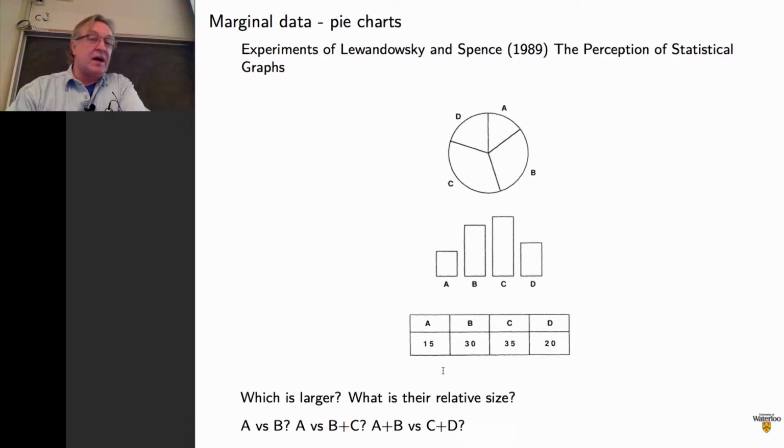What is the relative size of some category values, A, B, C, etc., to others? So A versus B, and which is larger, A versus B plus C, A plus B versus C plus D. So you can imagine, if you think about trying to do that yourself for any one of these things, which of these are easy to answer and which are the easier graphics to use. Okay, so they do that kind of experiment.